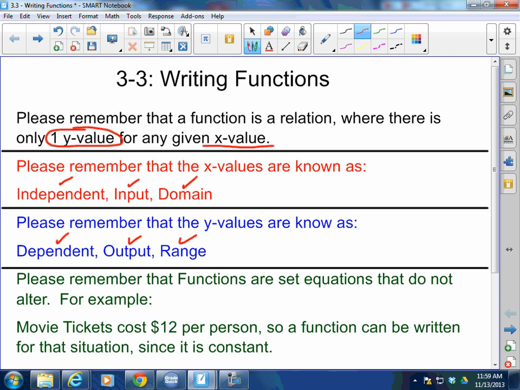Please remember that functions are set equations. They're set equations that do not alter. We talked about this yesterday. If I go and buy exactly one hamburger at ABC hamburger shops, and you buy the exact same hamburger, they better be the exact same price, because it's working off of a function, off of a set equation, okay?